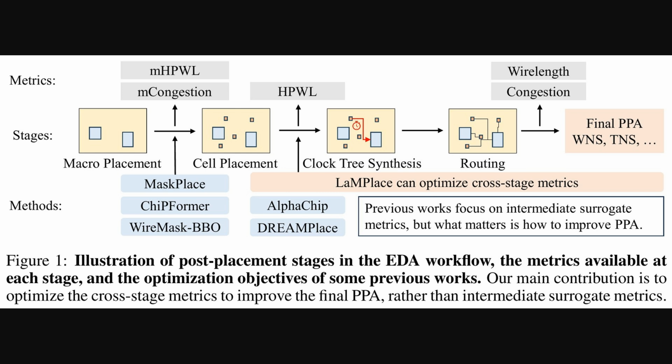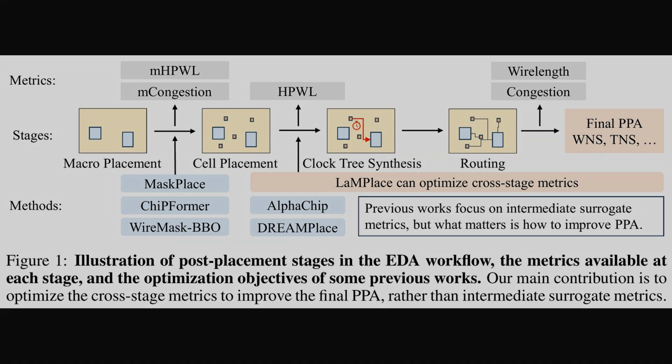But the key takeaway here is that LaMPlace, as shown, aims directly for the final power, performance, and area, or PPA. These are measures of the chip's final quality, and also those critical timing metrics, worst negative slack and total negative slack, not just intermediate ones.